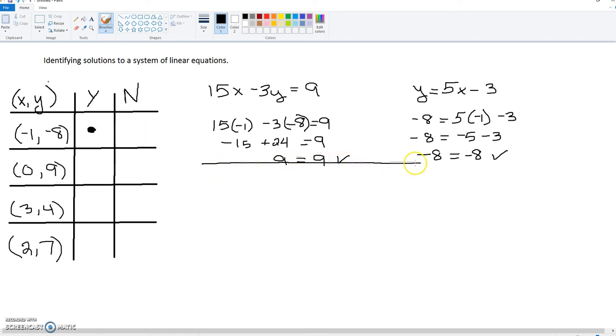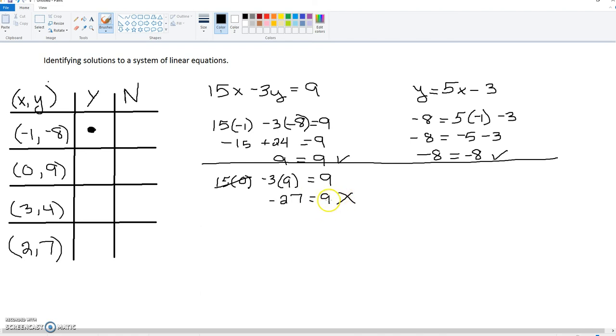So now we're going to go to the next one. And we're doing the same process. So 15 times 0 minus 3 times 9 equals 9. Well, 15 times 0 is 0. Negative 3 times 9 is negative 27. And does negative 27 equal 9? Well, no. I'm going to put an X here.